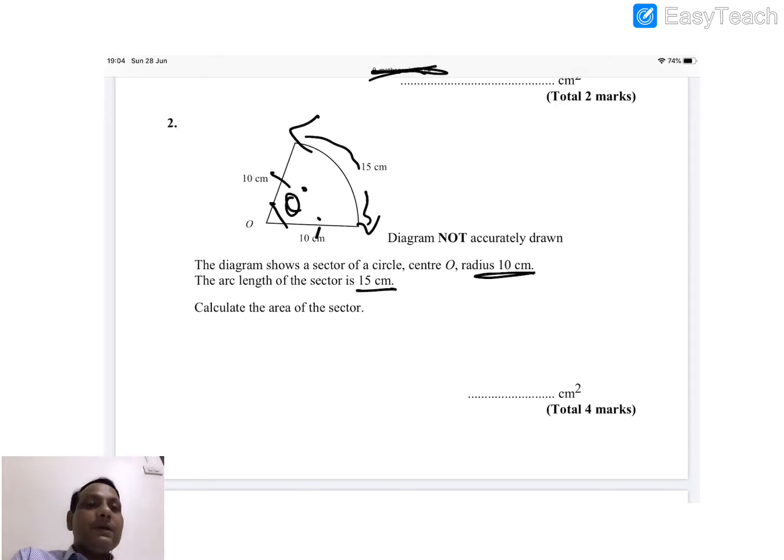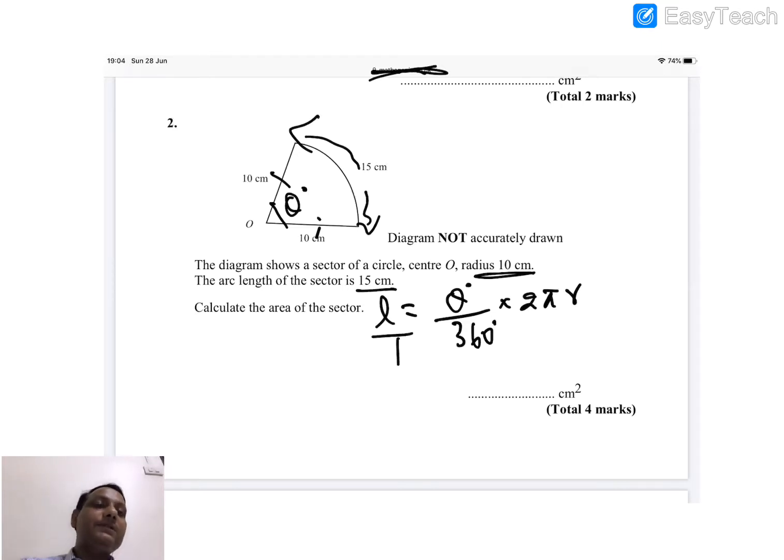Okay, so here arc length is given, so we know the formula. Arc length is theta over 360, this is in radian, right? This is in radian, times 2 pi r. I want to calculate theta here, so I will just do how to make theta the subject. Some people are also weak in that, some kids are generally very weak.